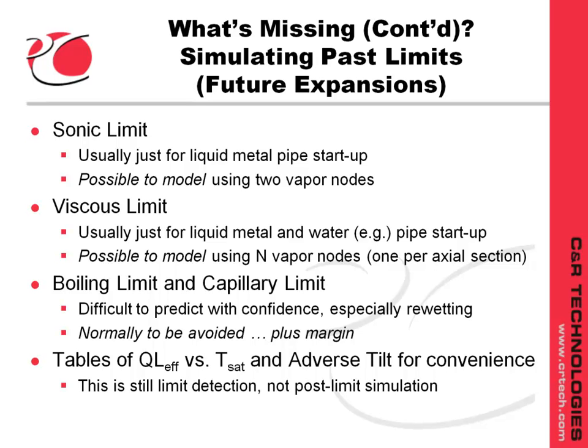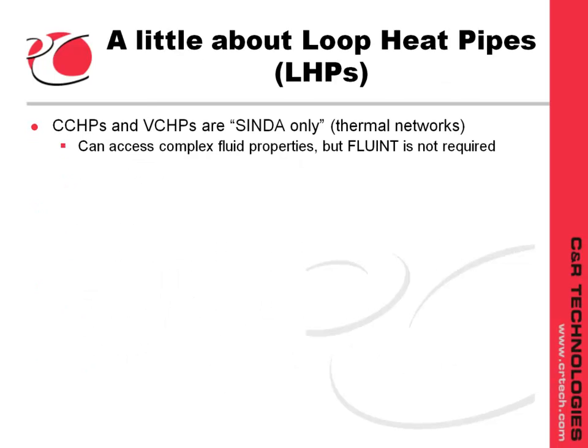For now, the takeaway from these last two slides is that the program is intended to help with the most common needs, but it doesn't do everything. There are rare application-specific needs that could be addressed by future code expansions if the trade-off between cost and benefit were to change. The primary purpose of this presentation is to cover fixed and variable conductance heat pipes.